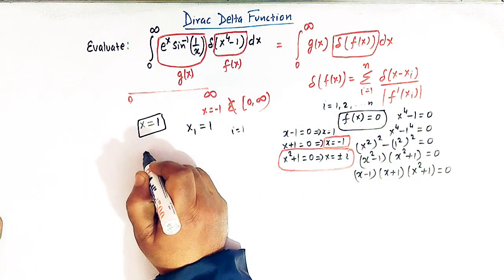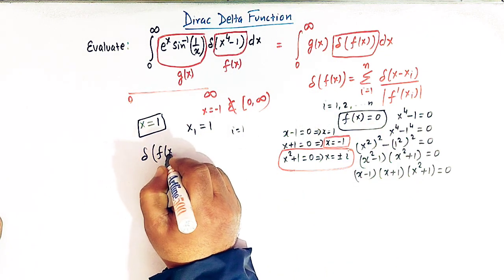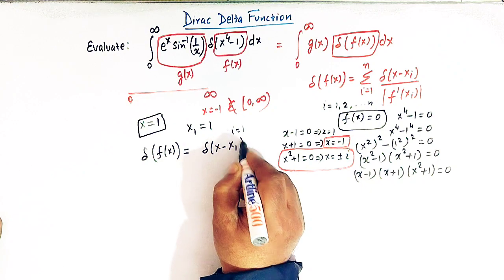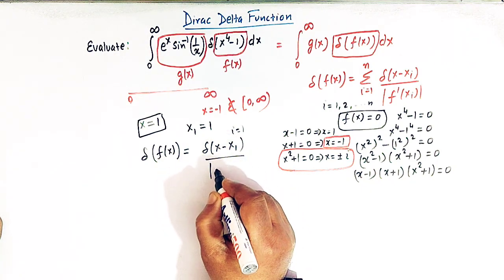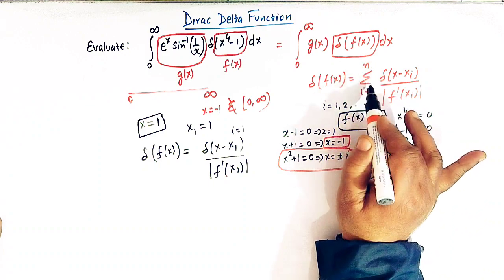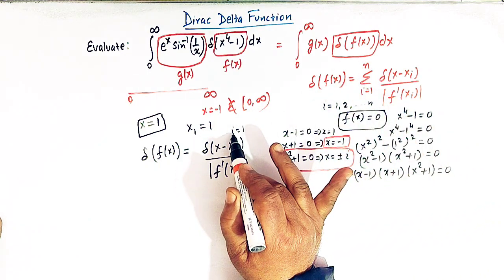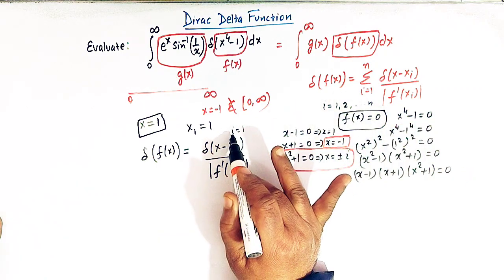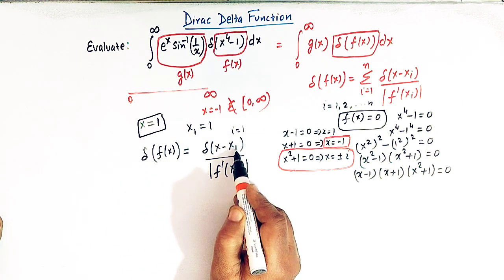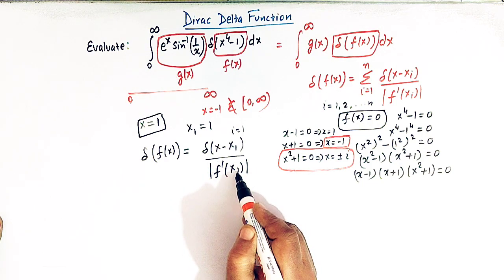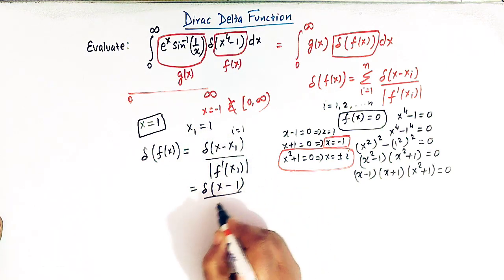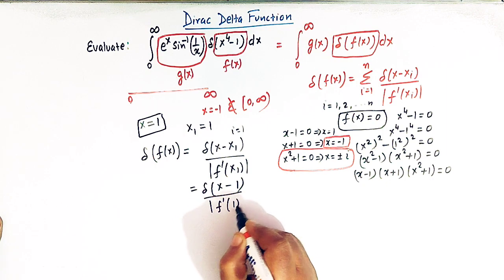So now this property reduces to delta of f of x is equal to delta of x minus x1 divided by the absolute value of f prime of x1, right? So here we'll ignore this summation sign, because we have only one value of this index i, that is i is equal to 1, right? So delta of f of x is now equal to delta of x minus x1 divided by mod of f prime of x1. So this is delta of x minus 1, because x1 is 1, and mod of f prime of 1.